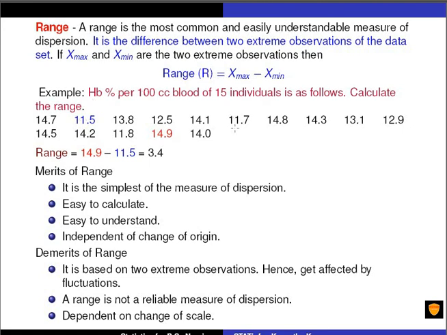So I have given one example to you. This is the hemoglobin percentage per 100 cc blood of 15 individuals, and now you have to calculate the range. The observations are given to you. Now you have to find what is the maximum value present in the data and what is the minimum value present in the data. The maximum value here is 14.9 and the minimum value here is 11.5. That's why the range will be 14.9 minus 11.5, which is equal to 3.4. You can see that this much variation is present within the data.